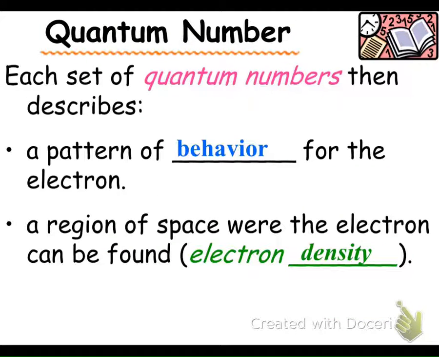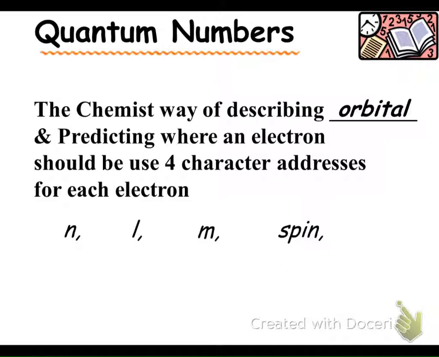Quantum numbers are how we describe the pattern of behavior for electrons and how we describe the region where electrons can most likely be found, or electron density. So we'll use 4 quantum numbers to help us figure out the behavior and where most likely those electrons are going to be around the nucleus. Again, we can't pinpoint the exact place, but we can predict where they're going to be based on those quantum numbers.